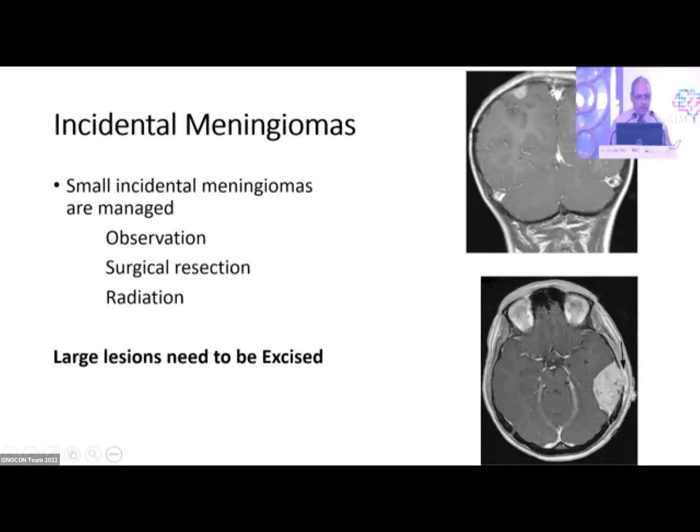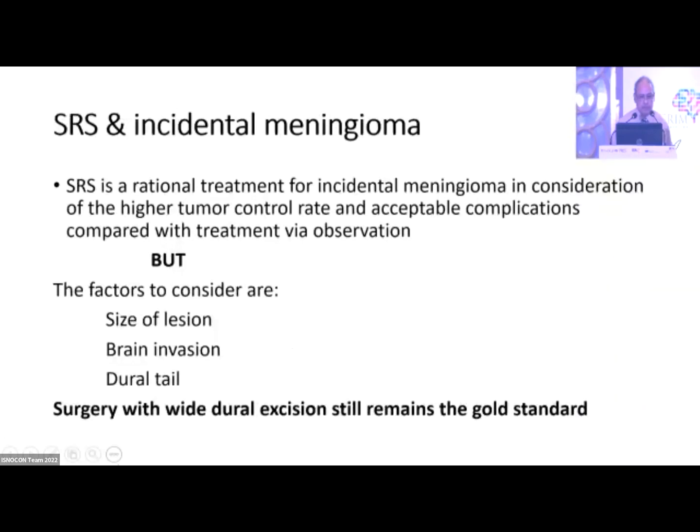Now, I've got two figures on the right. The one is a small one, which probably doesn't need anything to be done, just observe them. The one on the right, of course, is asymptomatic. It's an incidental finding, such a big tumor. They can be incidental findings. But in this case, probably that needs to be excised. Because sooner or later, this will be symptomatic, and this sort of big tumor should not be left behind.